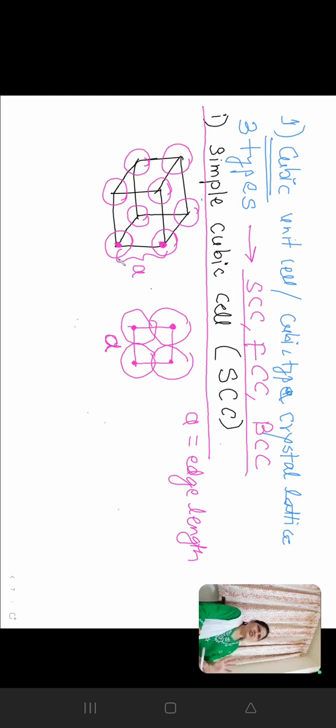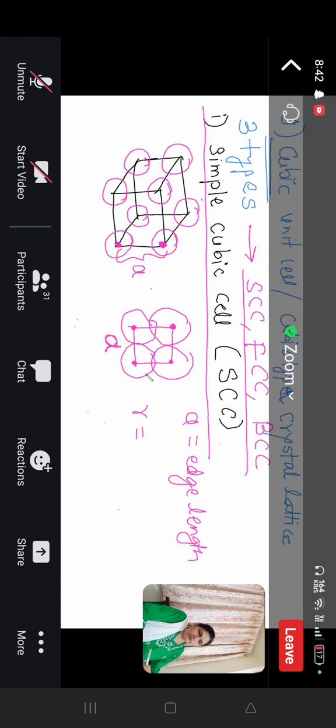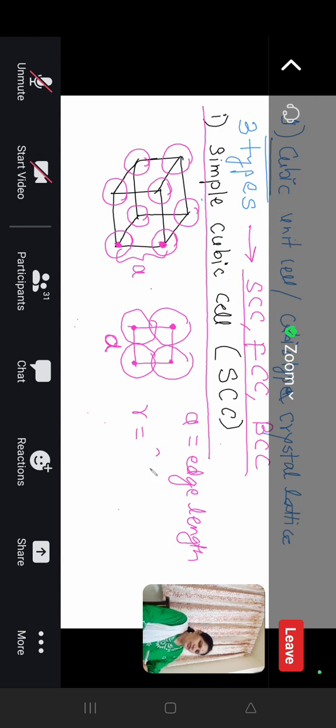A is the symbol for edge length. We use the symbol A. A is the internuclear distance, like that. Yes, internuclear distance is edge length only. So r is equal to a by 2.